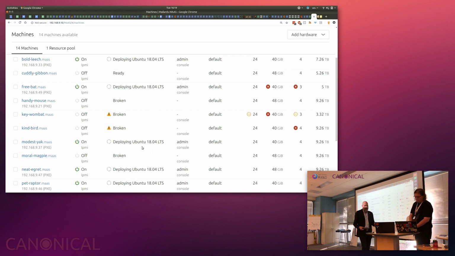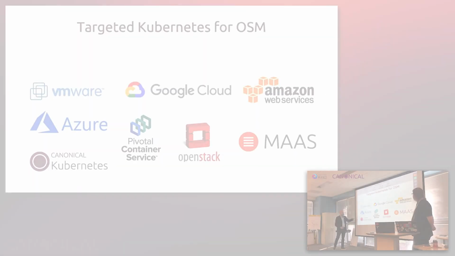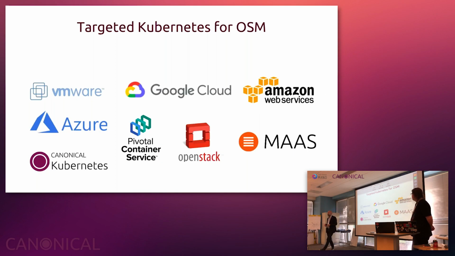So I think let's move on to the network function deployment story. We intend to test OSM with all of these different kinds of Kubernetes. On VMware, the Pivotal Container Service, Azure, Canonical Kubernetes, which is the charmed Kubernetes, OpenStack, MAS, we showed you bare metal, Amazon, Google Cloud, all of the major public clouds, all of the major enterprise infrastructure, and VIMs effectively, and bare metal. If there are any others that people care about, we should add them to the testing regime. It's really easy to do that.